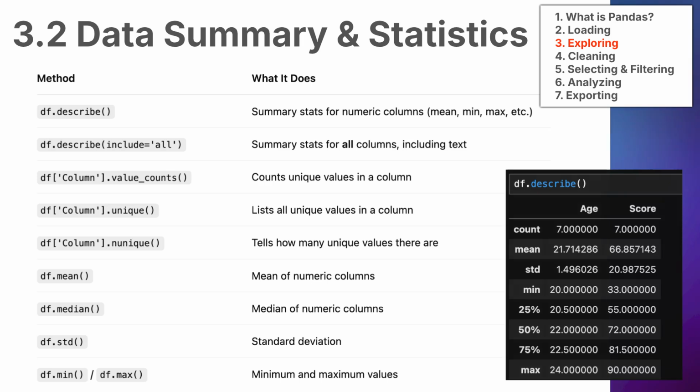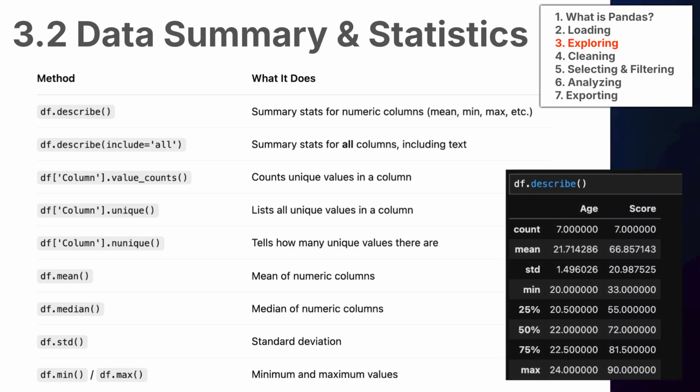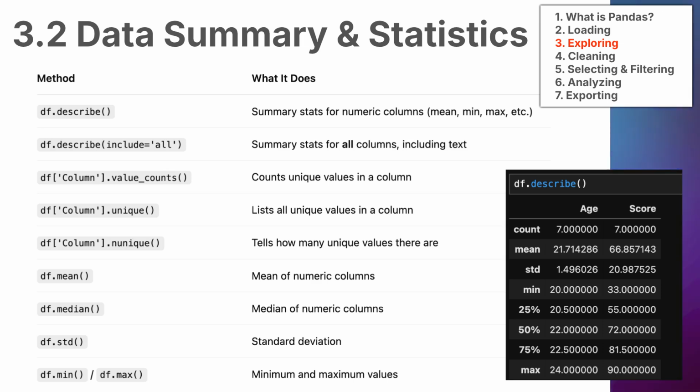First, describe. This gives you a quick statistical summary of all numeric columns. You'll get count, how many values, mean, average, minimum, max, standard deviation, and quartiles. It's quite useful because it quickly shows you what's normal or extreme in your data.